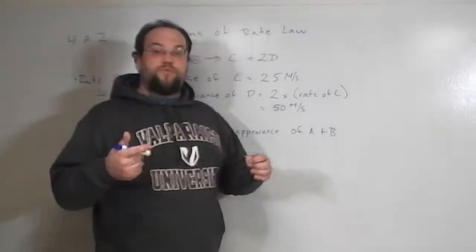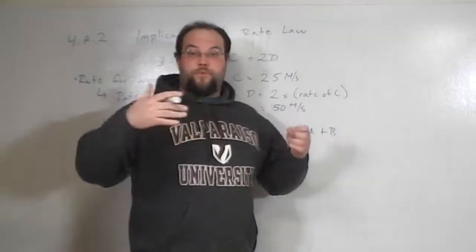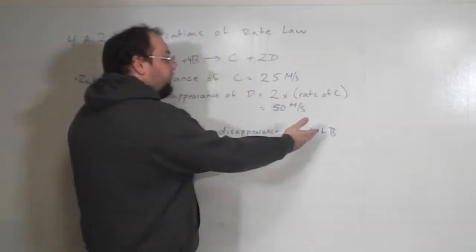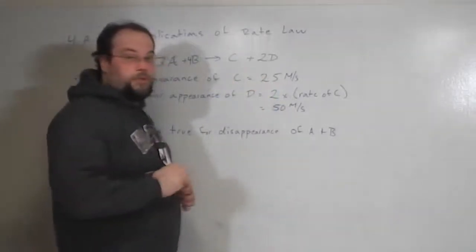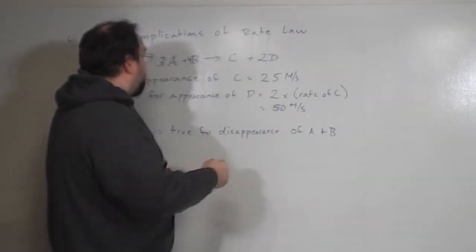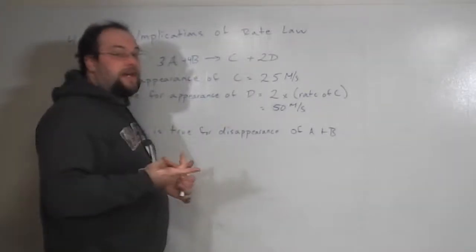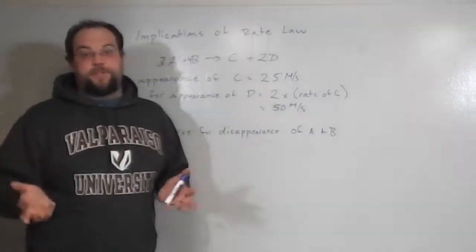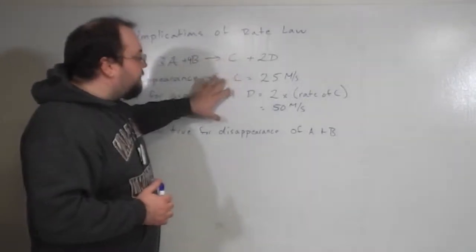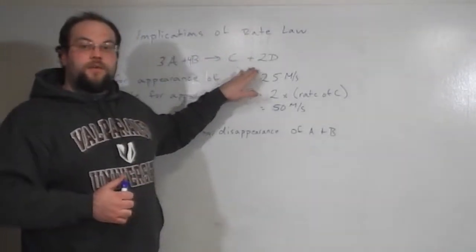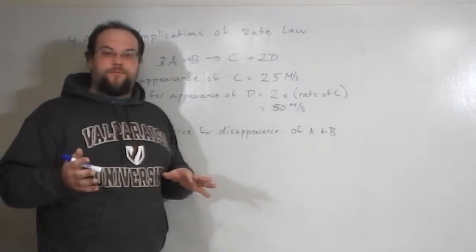Now, we generally don't do rates of reactants, but since C is forming at 25 molarity per second, we also know that A is disappearing at 3 times that rate and B is disappearing at 4 times that rate. Okay, so just thinking about the equation and tying our rates into the equation gives us a lot of information.